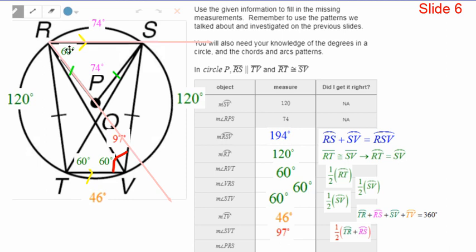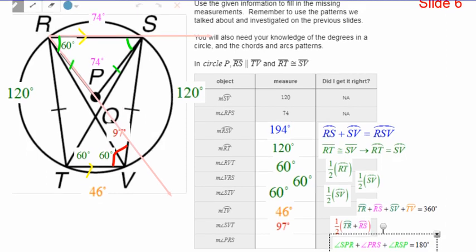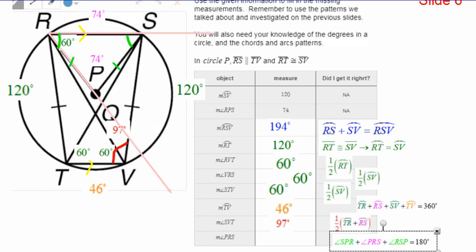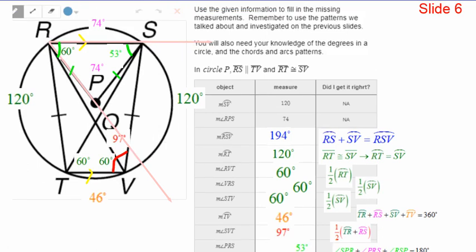Well, a triangle has a total of 180 degrees. These two angles here in the triangle should be the same, and we have the other one being 74. So if I subtract 74 from 180 and take that and divide it by 2, we'll get the measurement for our angle. So our angle should have a measurement of 53 degrees.